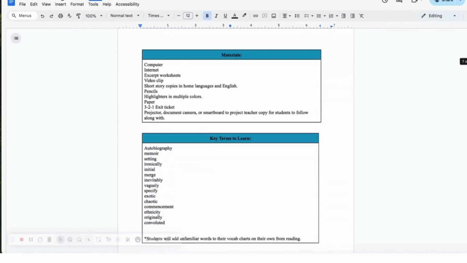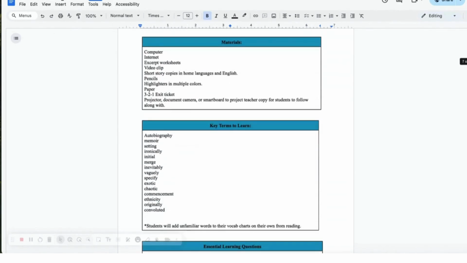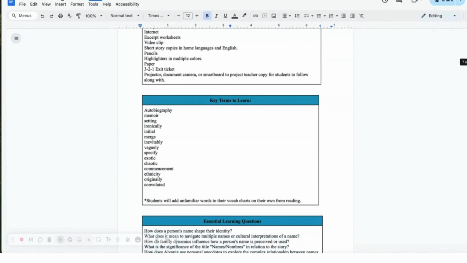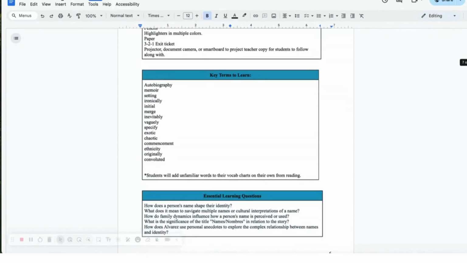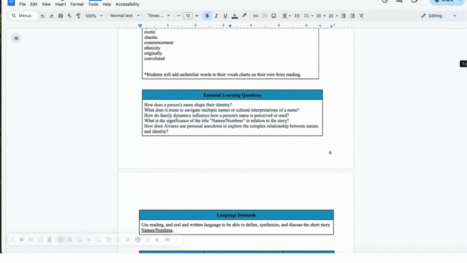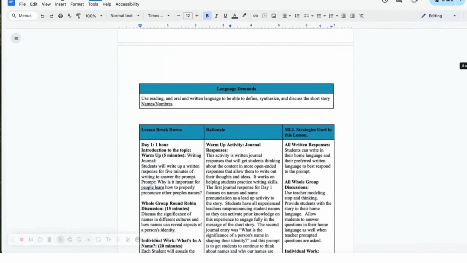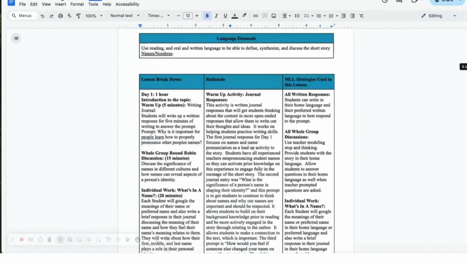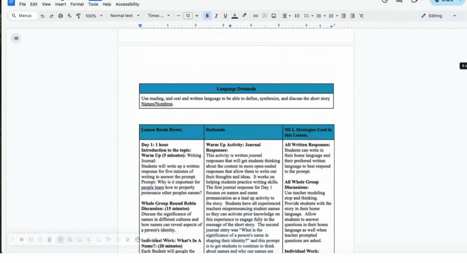Then I have my materials list in my unit plan. I also like to list out some key terms that I would like them to be able to know, and then I also allow them to add their own unfamiliar words into their vocab charts whenever they want to. I gave myself some essential learning questions that I want the students to be able to answer by the end of the reading. And then I also look at the language demands.